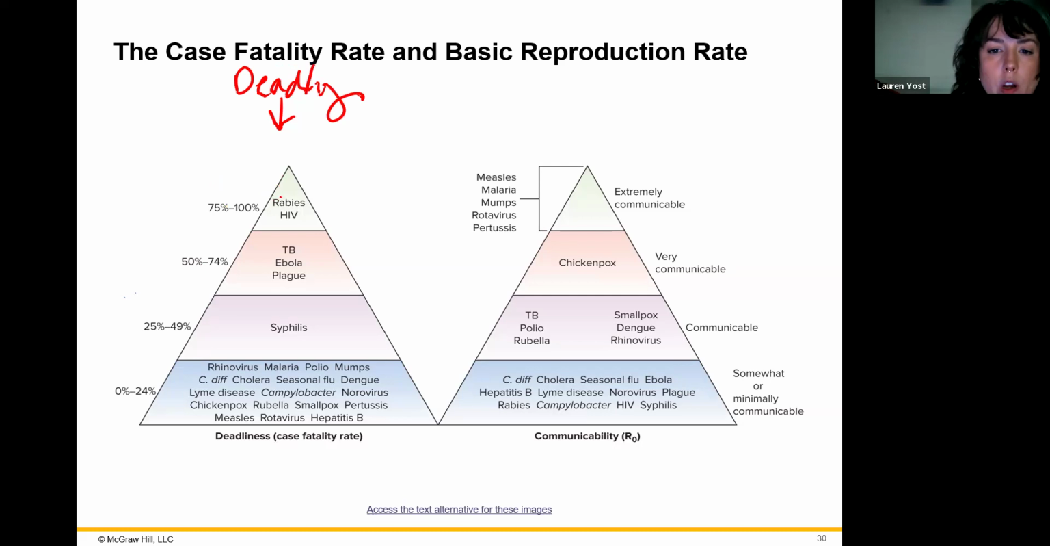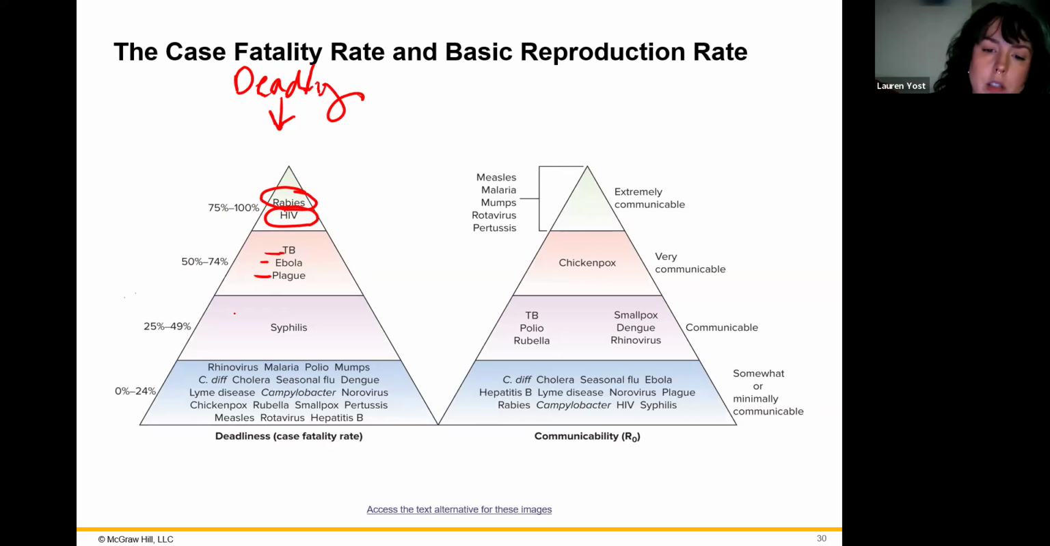Deadliness of it. Of course we know rabies, if you start showing symptoms, is 100% fatal. Same with HIV. If you get infected with HIV, you have it forever, and you will die if you don't receive treatment, because that's what this is looking at, right? If you don't get treatment. Other illnesses could fall into that category as well. Next below it, we have tuberculosis, Ebola, and plague. People do survive these diseases without treatment, okay?